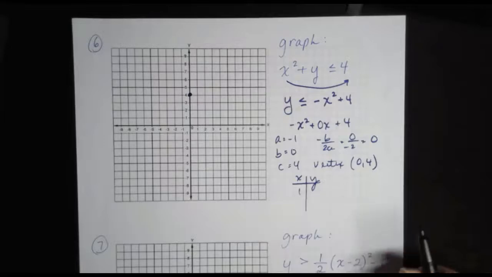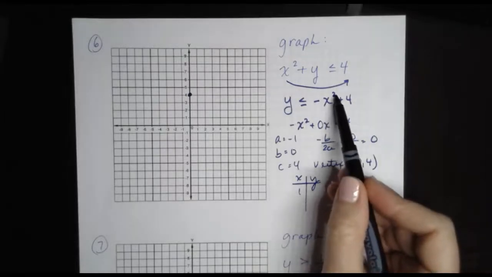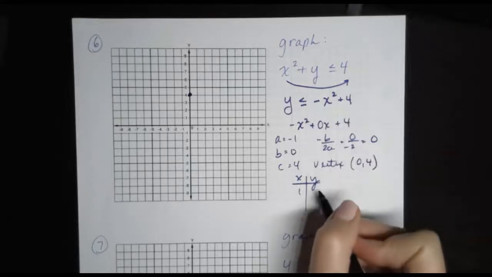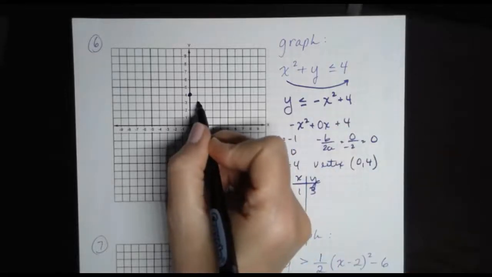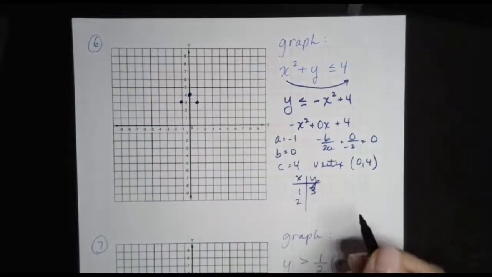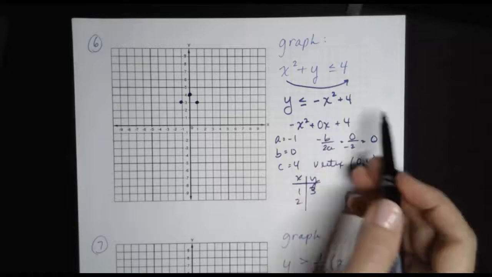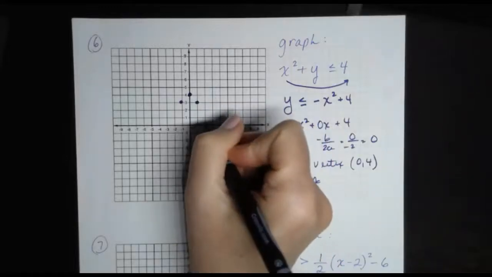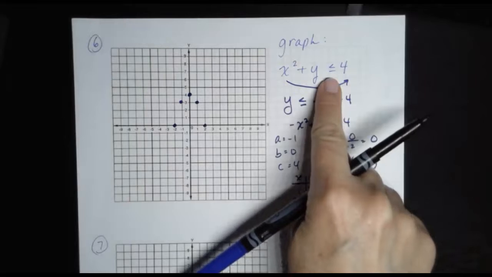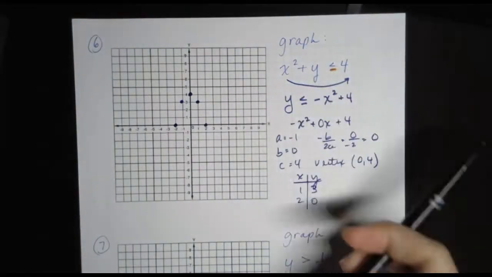We can put in a 1. If we put in a 1, we get 1 squared is 1, times -1 is -1, plus 4 is 3. Over 1 up 3, which means there'll also be a point on the other side. And if we put in a 2, 2 squared is 4. The opposite of that is -4. -4 plus 4 is 0. Over 2, up 0, back 2, up 0. This graph will be solid because it has the or equal to right there.